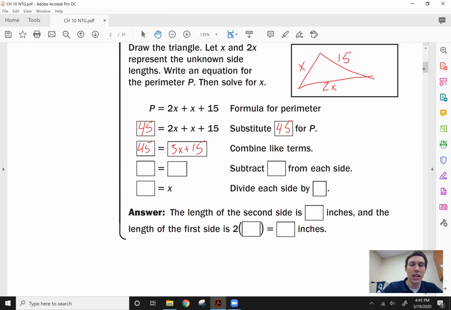Now, how do I get x by itself? It's being multiplied by 3 and it's being added by 15. Opposite of that, first you guys subtract 15. So I get 30 equals 3x. X is being multiplied by 3. Opposite of multiplying by 3 is divided by 3. And 30 divided by 3 is 10. So x equals 10. Length of the second side is 10 inches. And the length of the first side is 2 times that. So 2 times 10, 20 inches.